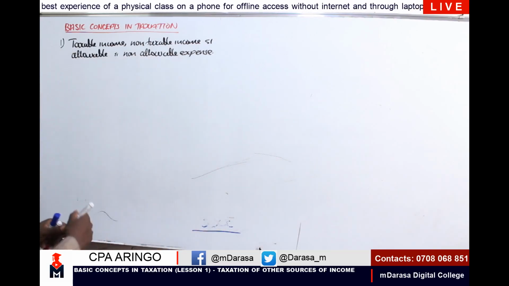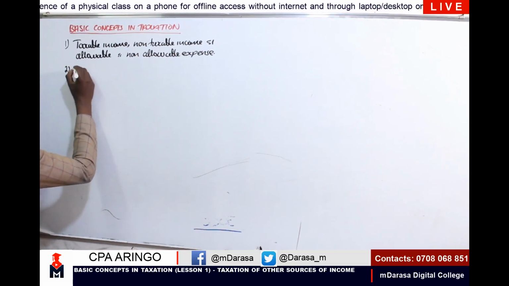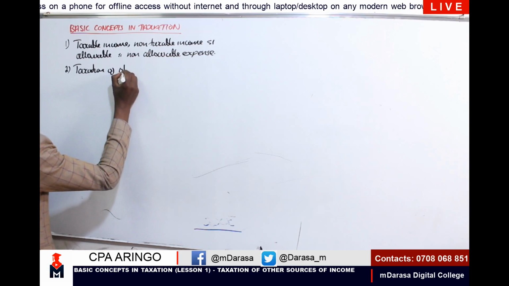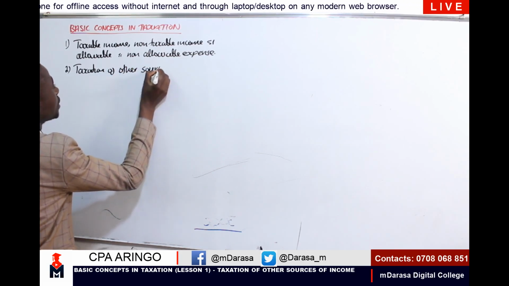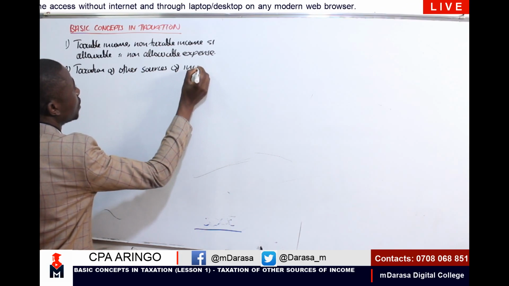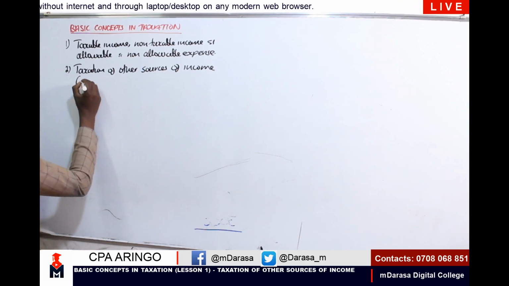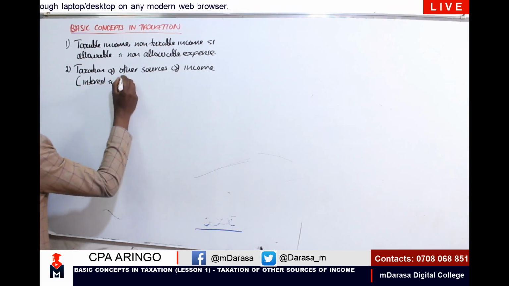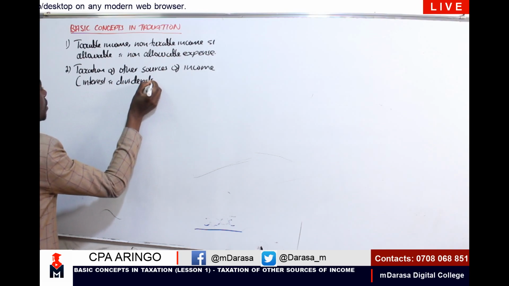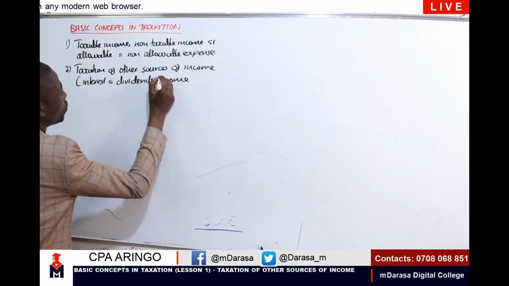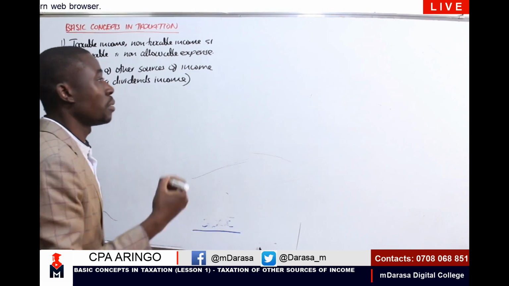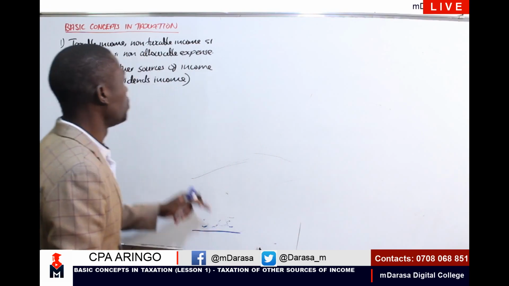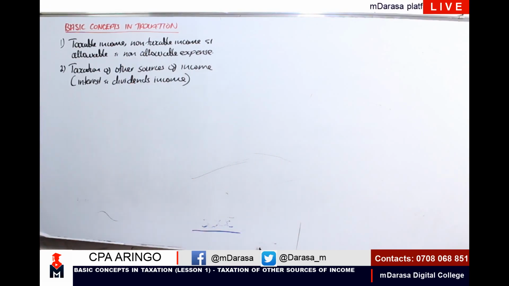Number two, we have a concept known as taxation of other sources of income. Ideally, we are talking of interest and dividends income. This is also very vital, because in each and every problem that you'll be handling, more so when the examiner wants you to compute the taxable income, this will be very vital for you to understand.